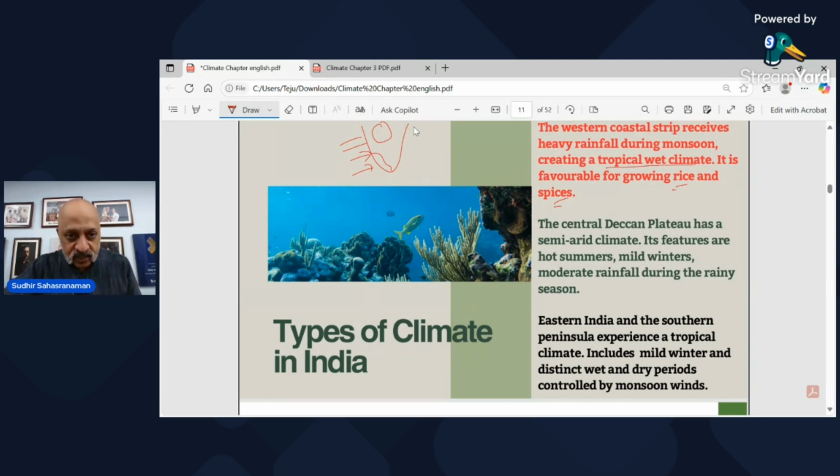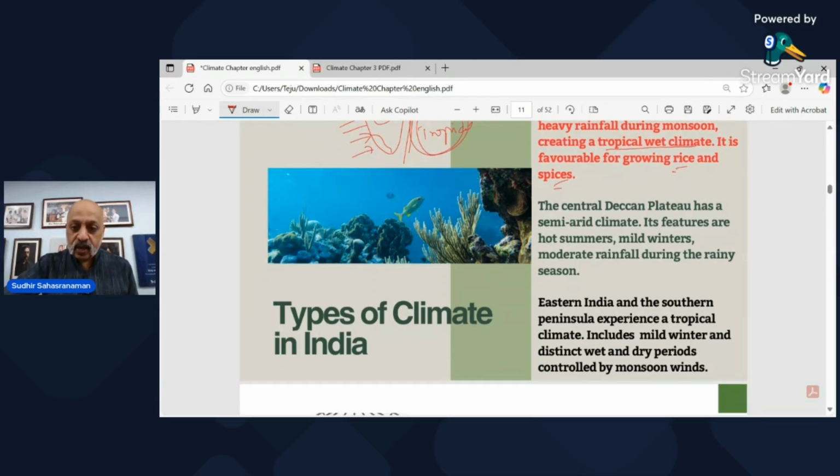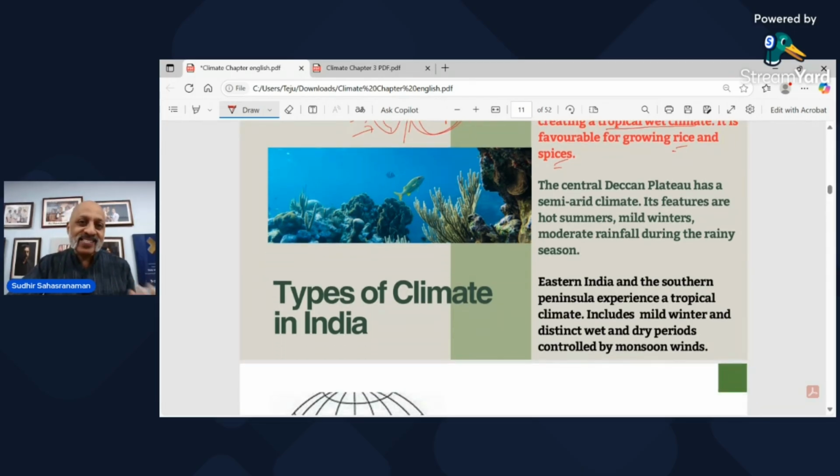Now this is the eastern strip, and the southern peninsula, they have a tropical climate. Why do they have a tropical climate? Because of this entire Bay of Bengal. It includes mild winter and distinct wet and dry periods controlled by the monsoon winds, about which we will study a little more in detail later on in this chapter.